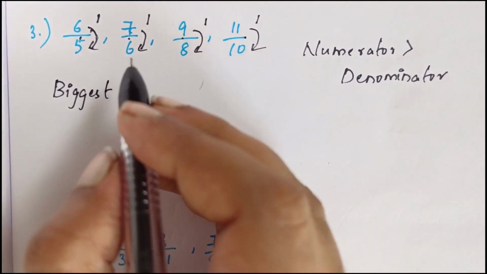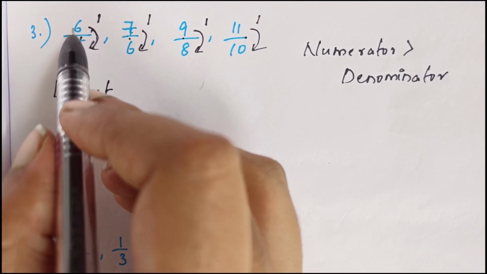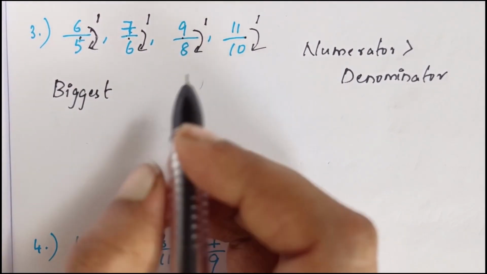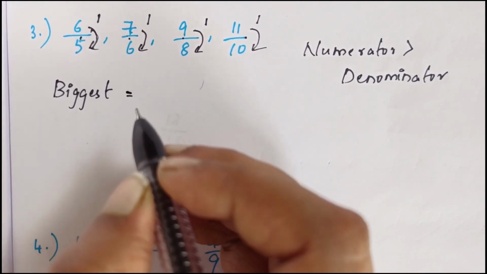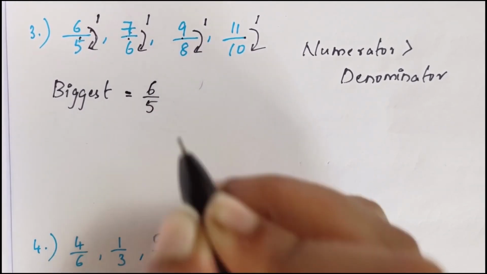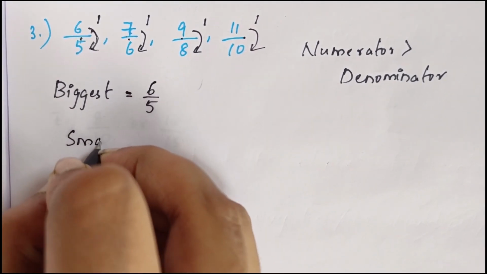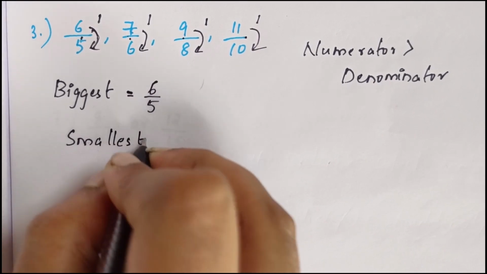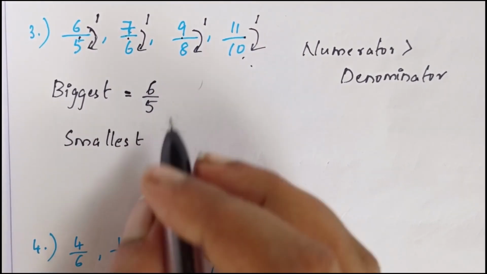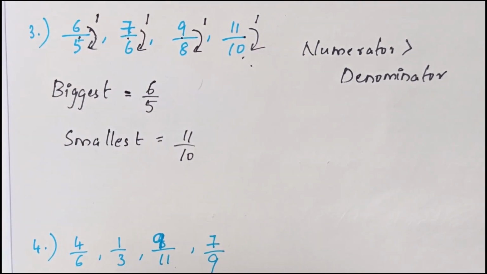So here the fraction with the smallest numbers is 6 by 5. 6 is less than the other numerators and 5 is less than the other denominators. So 6 by 5 is the biggest fraction. And the smallest fraction will be the fraction with bigger numbers. So here it is 11 by 10.